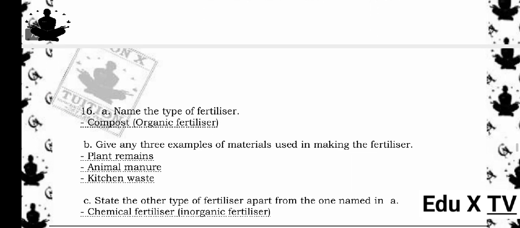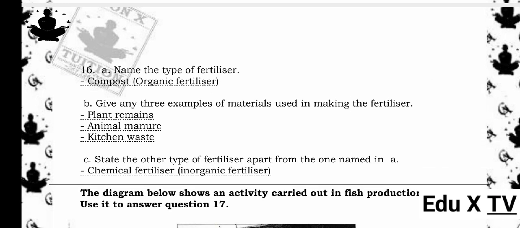The diagram below shows a fertilizer used by farmers. Use it to answer question 16. 16. A. Name the type of fertilizer. Compost (organic fertilizer). B. Give any 3 examples of materials used in making the fertilizer. Plant remains. Animal manure. Kitchen waste. C. State the other type of fertilizer apart from the one named in A. Chemical fertilizer (inorganic fertilizer).